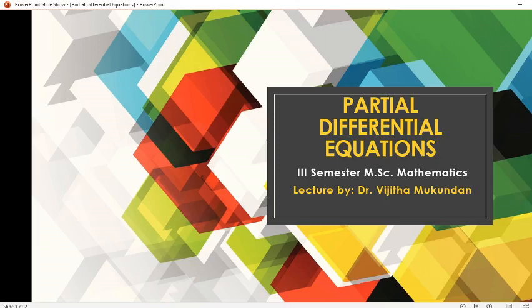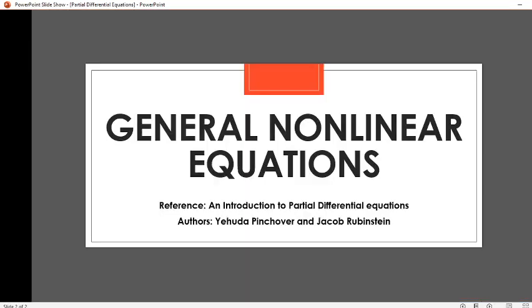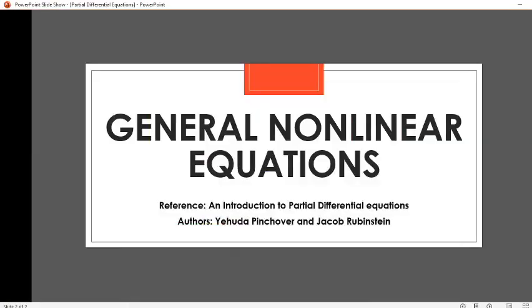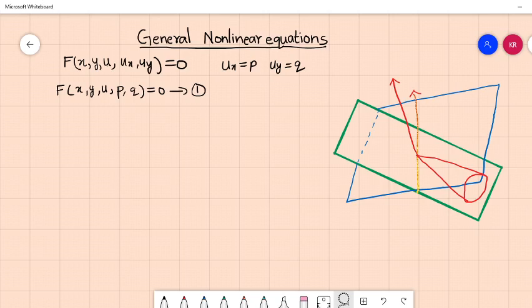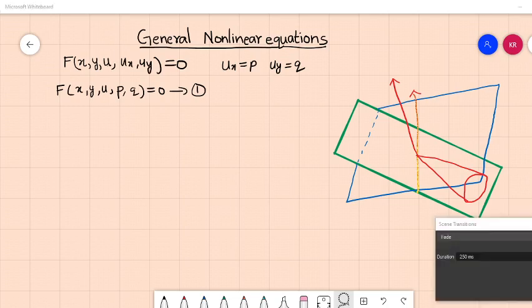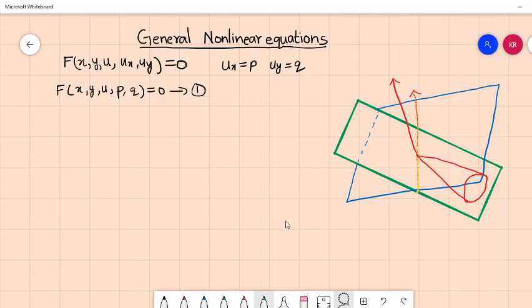Hello everyone. So in this subject, partial differential equations, today we will discuss general nonlinear equations. It comes under section 2.9 of the text, An Introduction to Partial Differential Equations. So we will see the general nonlinear equations, and how to solve the general nonlinear equation.